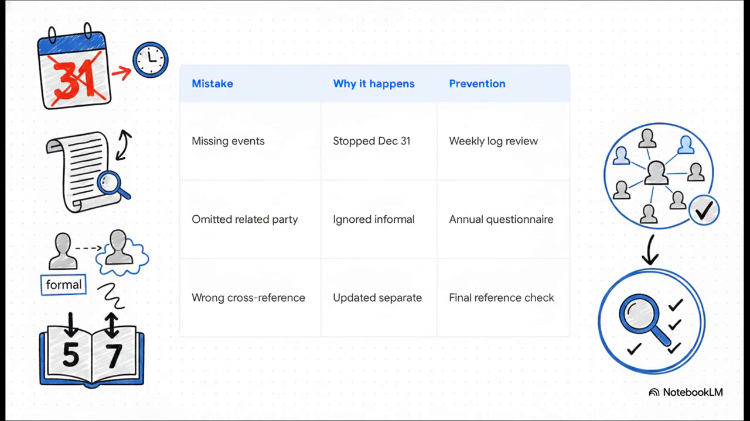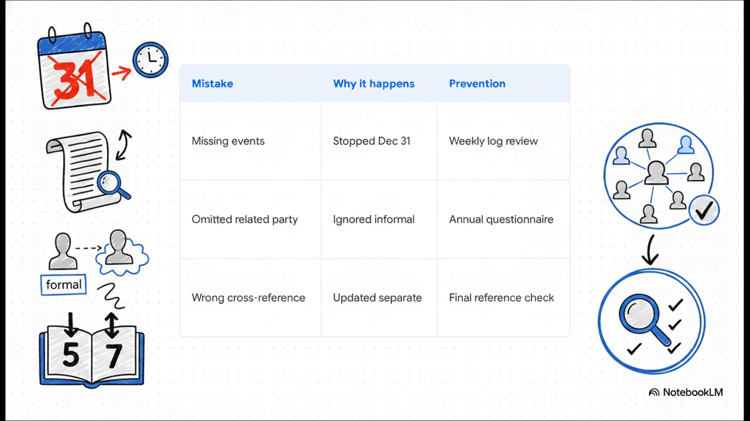Let's check out 3 more frequent traps. First up, missing subsequent event disclosures. Why do teams fail here? Well, because they mentally check out and close the books on December 31st, and they just stop reviewing. But real life doesn't stop on New Year's Eve. Material events can totally happen after year-end. The preventative tactic? Maintain a subsequent events log and update it weekly, right up to the issuance date.